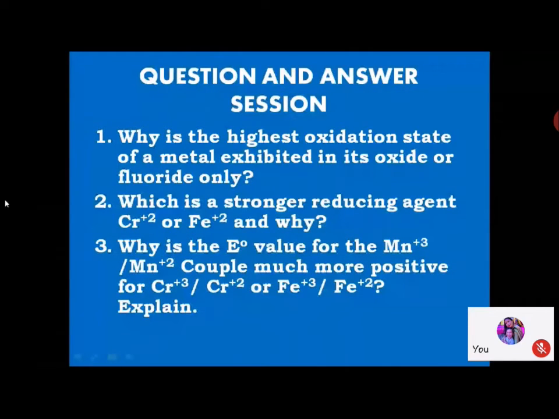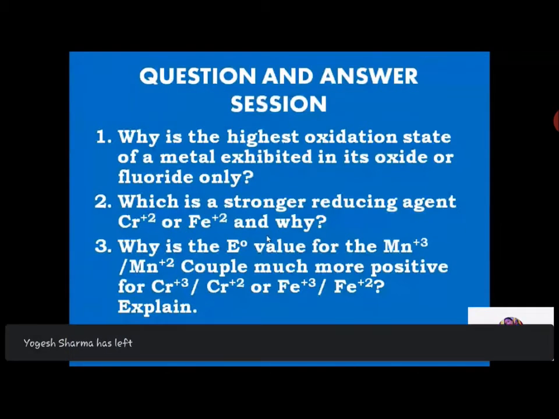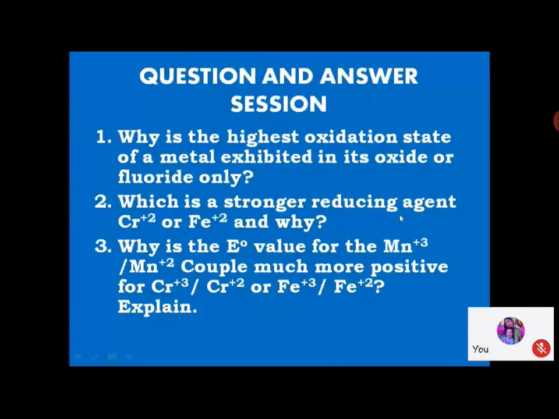Very good. Now next is which is a stronger reducing agent, chromium plus 2 ion or Fe plus 2, and why? A stronger reducing agent is the one which easily loses electrons. So chromium or iron, which easily loses electrons and why? For this you need to write down the electronic configuration.